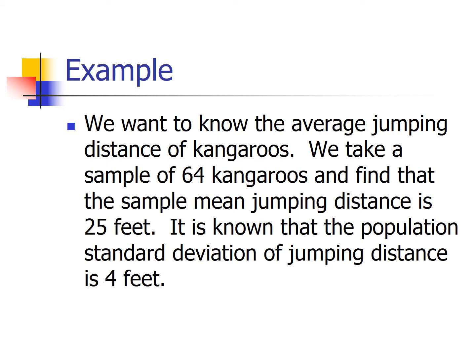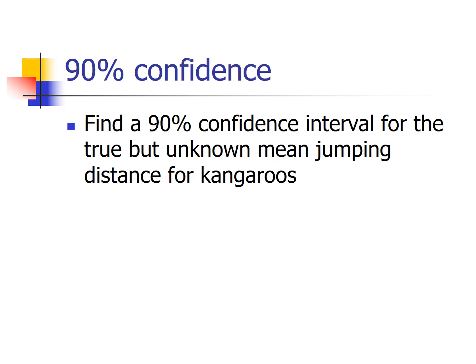Now, one final fact, everyone knows, of course, common knowledge. I can't remember if it's 2nd grade or 3rd grade, but we've all learned that the population standard deviation jumping distance for kangaroos, that sigma is 4 feet. I'm pretty sure that's common knowledge. So let's go ahead. I know 90% is a little quirky, but let's do a 90% confidence interval for the true but unknown mean jumping distance for all kangaroos.